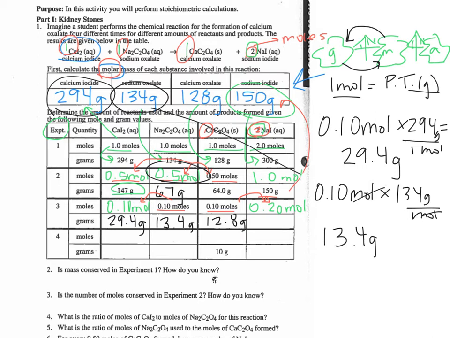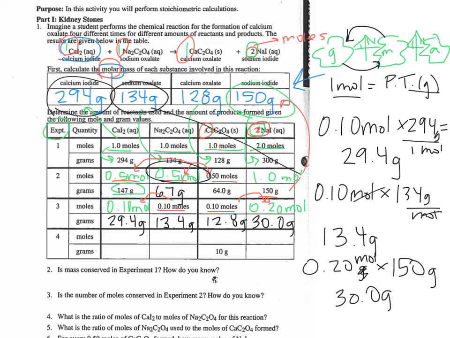And then last but not least, here we've got, remember we have 0.20 grams of sodium iodide. So we want to do 0.2, I'm not grams, silly teacher, 0.2 moles of sodium iodide. So we want to multiply that by the molar mass, 150 grams, and that ends up being 30 grams. So 30 grams goes there. Okay, makes sense? All right, so we've done experiment number 3 as well.